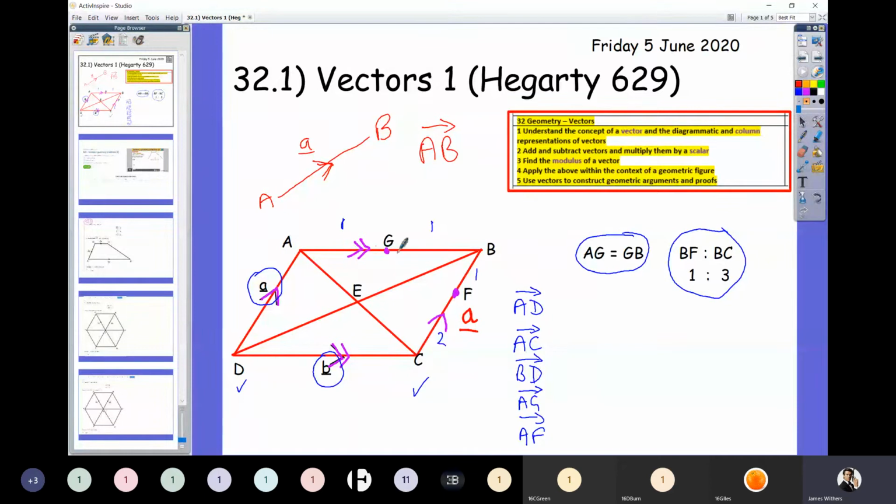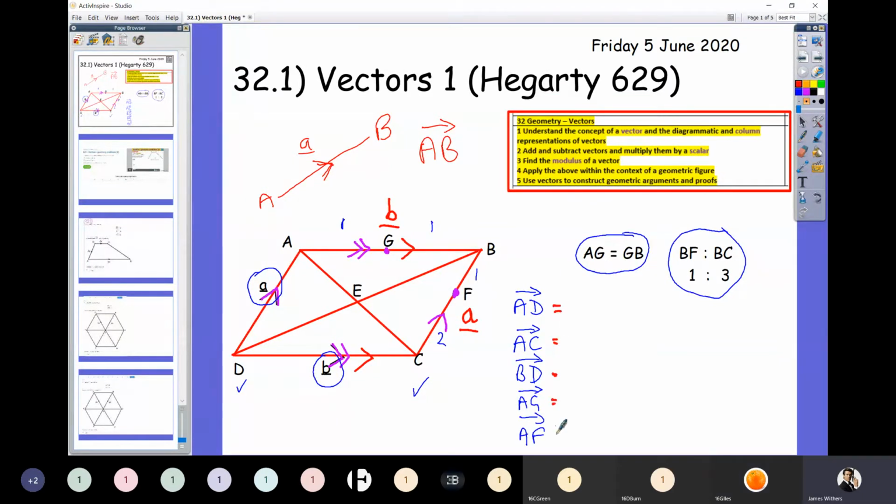So I'm just popping a little b up there to remind me that as I go from A to B, that is also a b. So, just to be clear, we've got the arrows. Going from A to B is a little b. Going from D to C is a little b. Going from D to A is a little a. Going from C to B is a little a. So let's start trying to describe all these on the right, in terms of little a and little b.